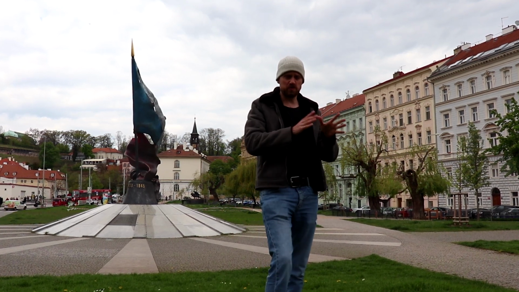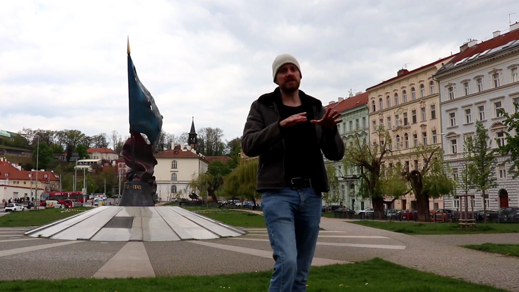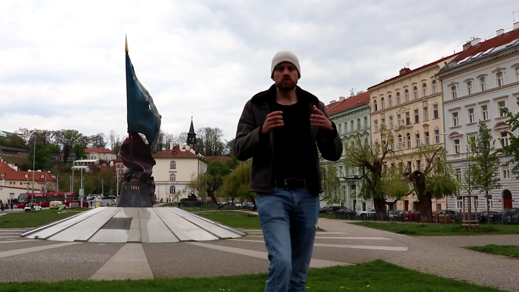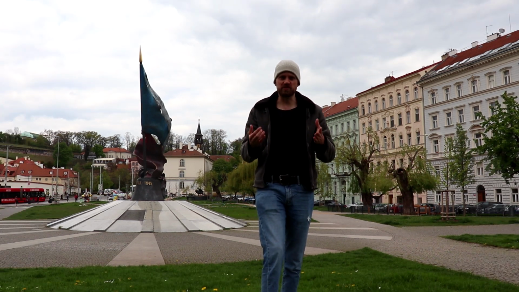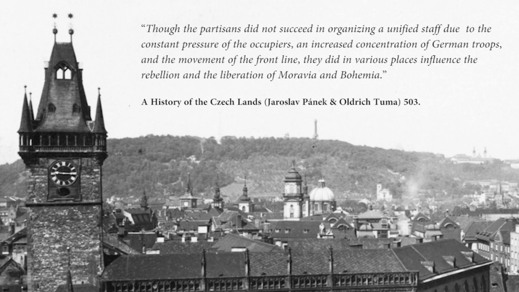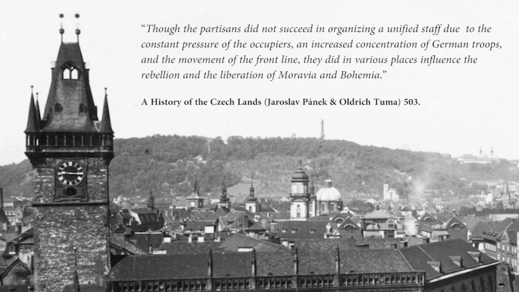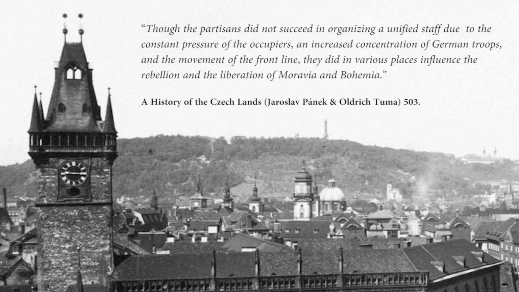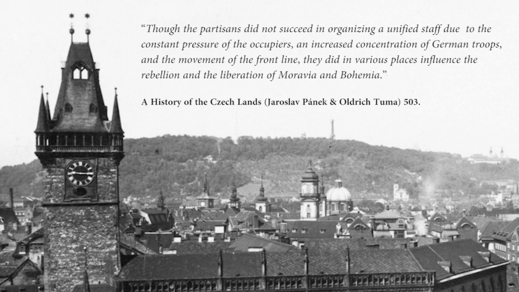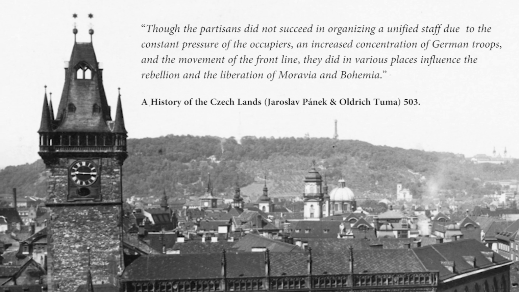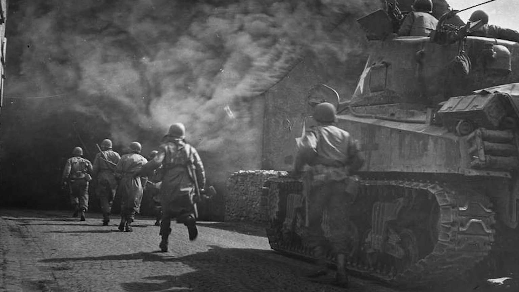Now, from September till October 1944, parachutists were also dropped in Bohemia and Moravia to organize resistance, but they were not able to raise an effective resistance organization. The partisans did not succeed in organizing a unified staff due to the constant pressure of the occupiers, increased concentration of German troops, and the movement of the front line. They did in various places influence the rebellion and the liberation of Moravia and Bohemia. In the west, the first American troops were ready to push into Bohemia from Germany.